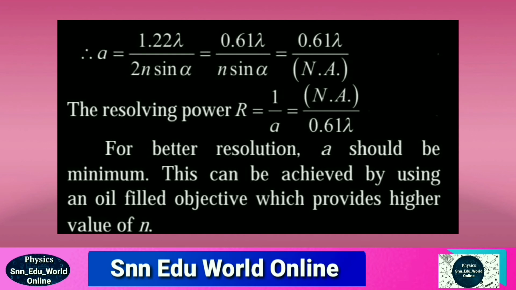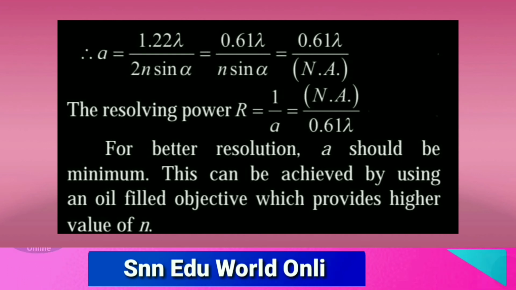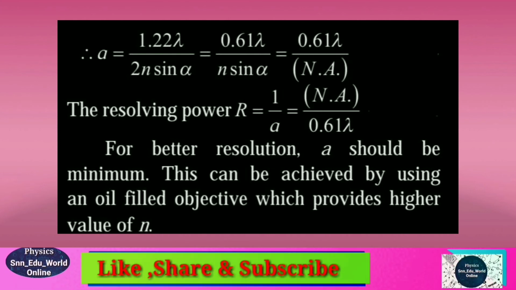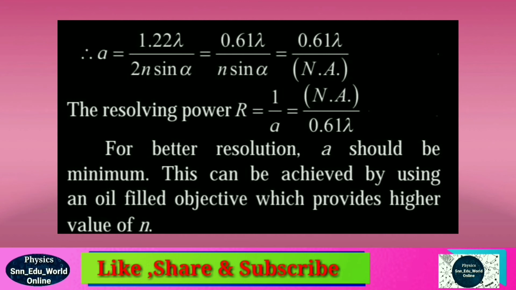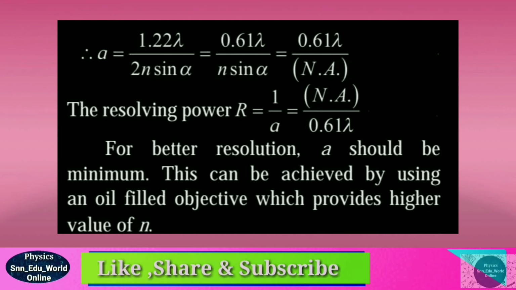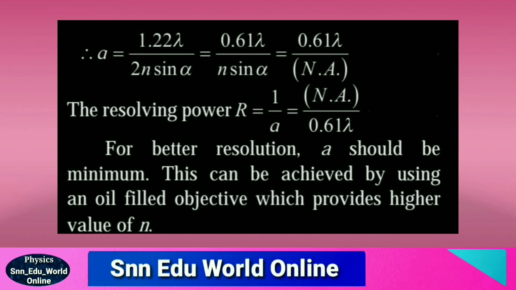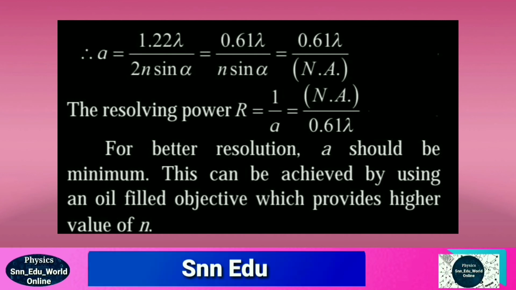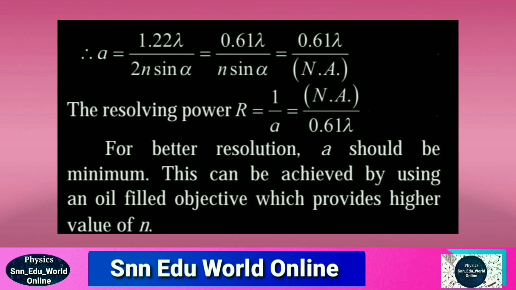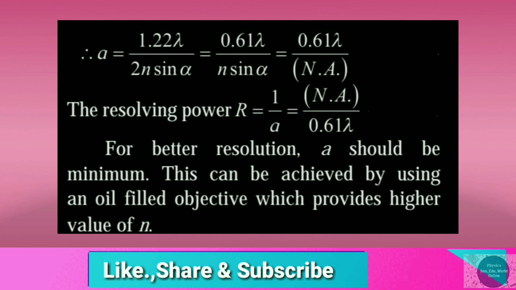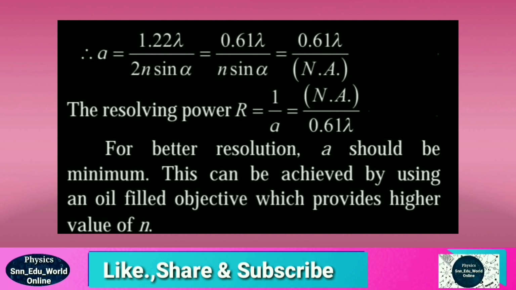For better resolution, A should be minimum, since R is equal to 1 upon A. If A is greater, resolving power will be less. So for better resolution, the value of A should be minimum. This can be achieved by using an oil-filled objective. For the objective lens, we use an oil-immersed objective lens, which provides a higher value of n. That means if the refractive index increases, the value of A will be minimum.